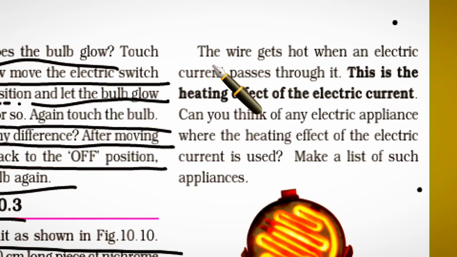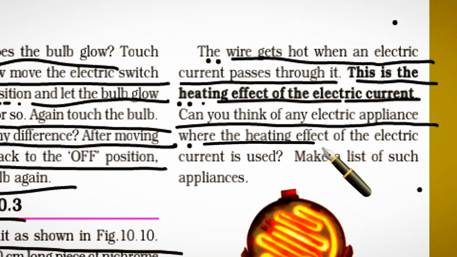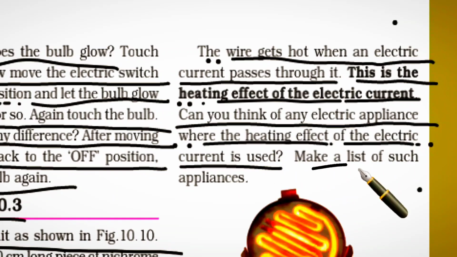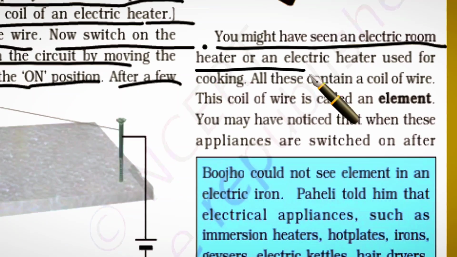The wire gets hot when electric current passes through it. This is the heating effect of the electric current. Can you think of any electric appliances where the heating effect of electric current is used? Make a list of such appliances. You might have seen an electric room heater or an electric heater used for cooking.